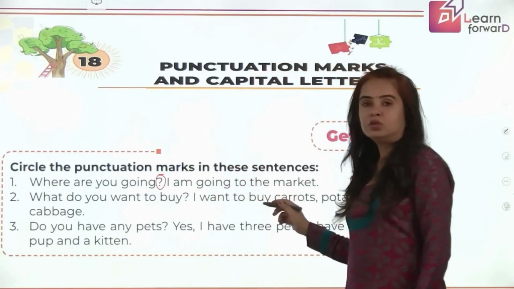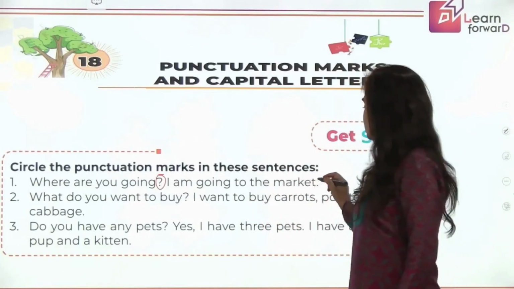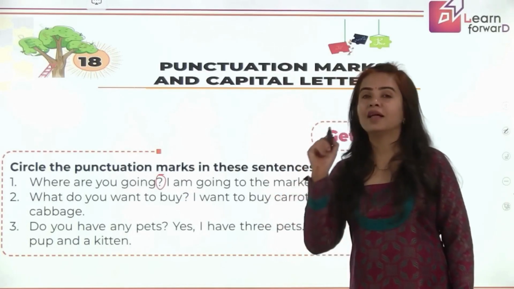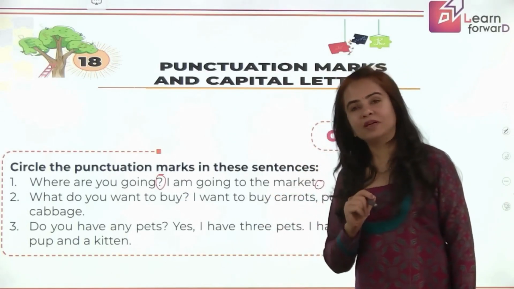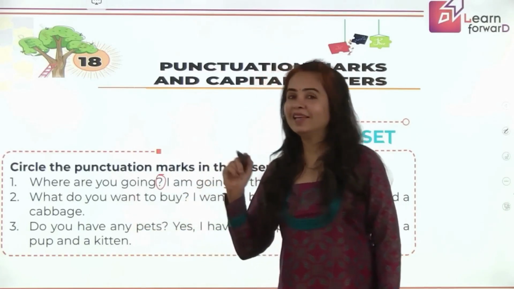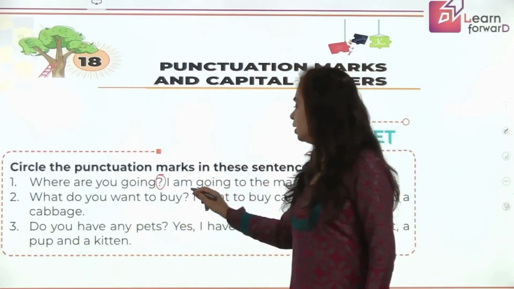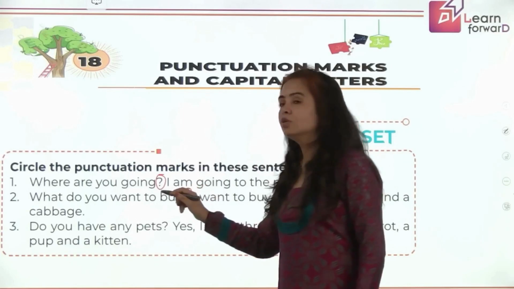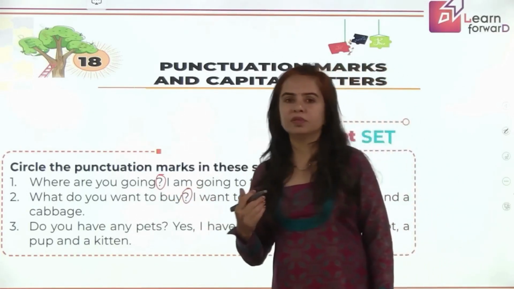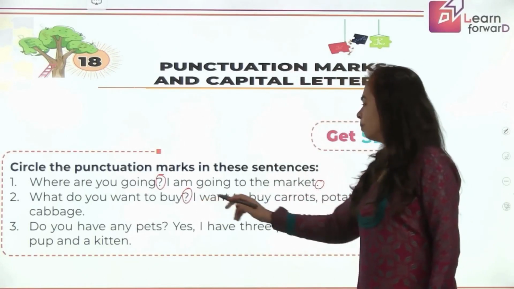I am going to the market. Now, this is a simple sentence, and here also I have put a special mark, that is a full stop, which is a punctuation mark. Let's come to the next. What do you want to buy? Again, I'm putting a question. See, my way of speaking also changes when I'm putting a question or I am saying a simple sentence. So this is a punctuation mark.